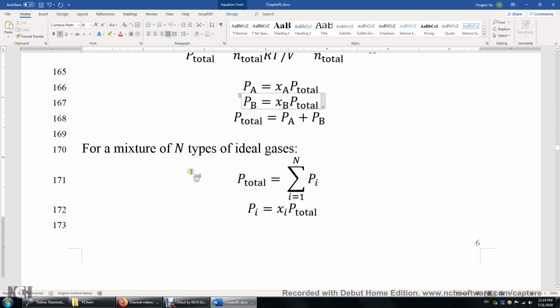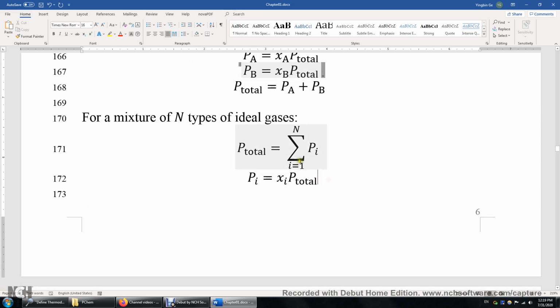What if we have more than 2 ideal gases? We'll resort to this sum sign. The total pressure is the sum of the partial pressures of all species, and then P sub I is the partial pressure of species I. It's equal to the mole fraction of this species I times the total pressure.